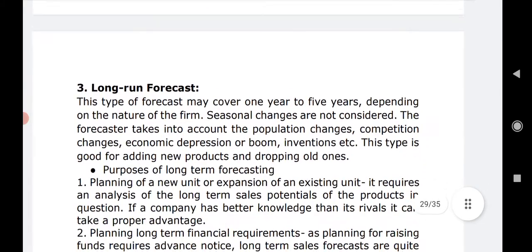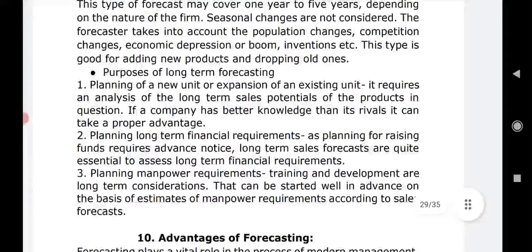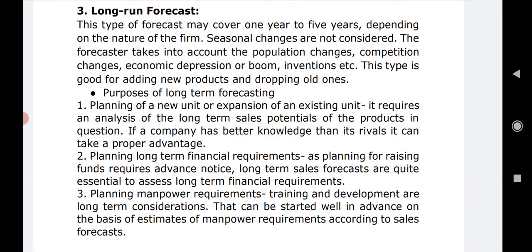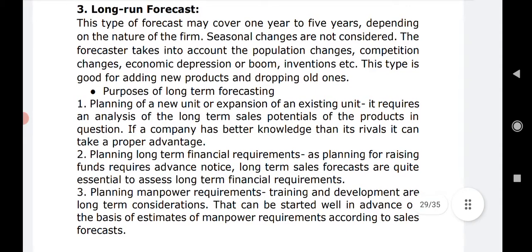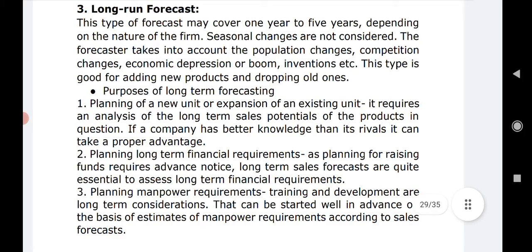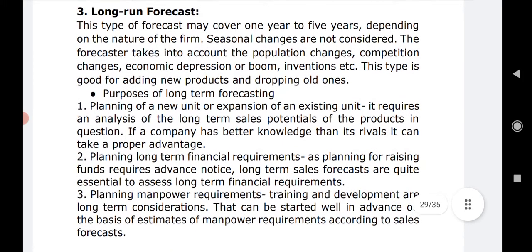Then comes up the long run forecast. Now this type of forecast may cover say a period of 1 year to 5 years depending on the nature of the firm. See, seasonal changes are not considered here, and so the forecaster takes into account the population changes, maybe the competition changes, economic depression, or maybe the hike or boom, inventions, technological changes. These types of changes should be considered in the long run period of the span between 1 year to 5 years, right?